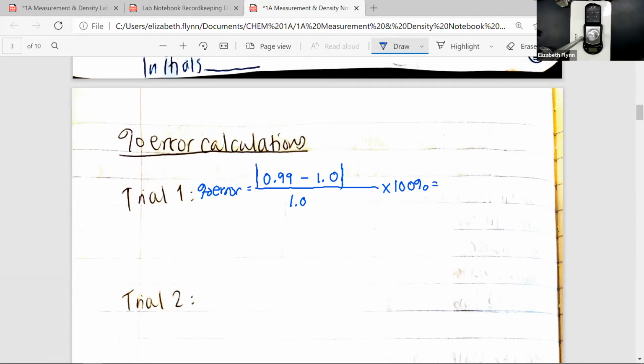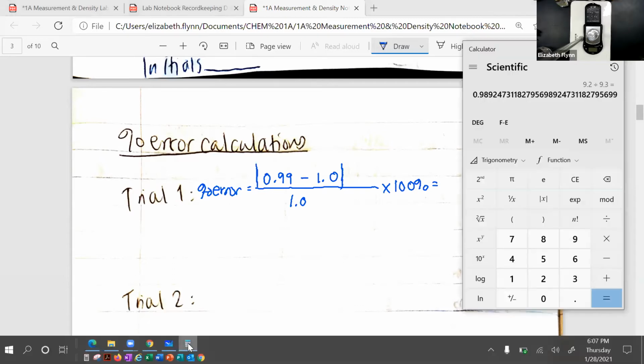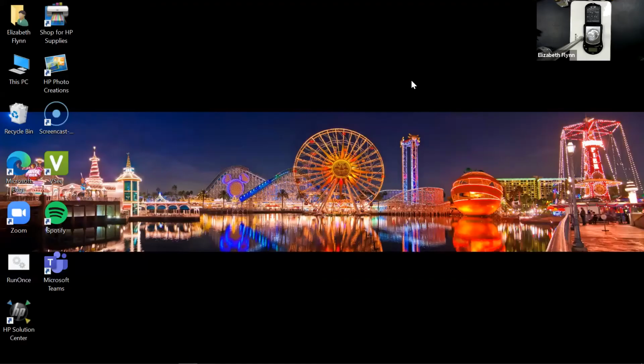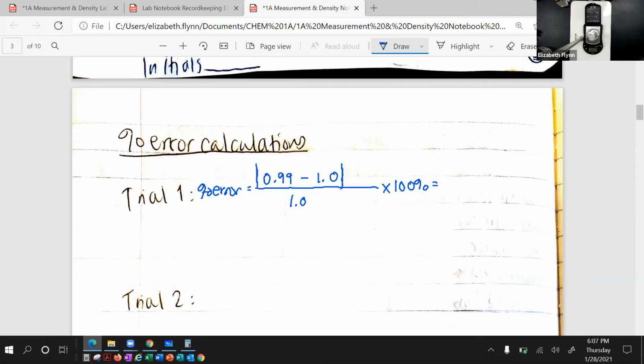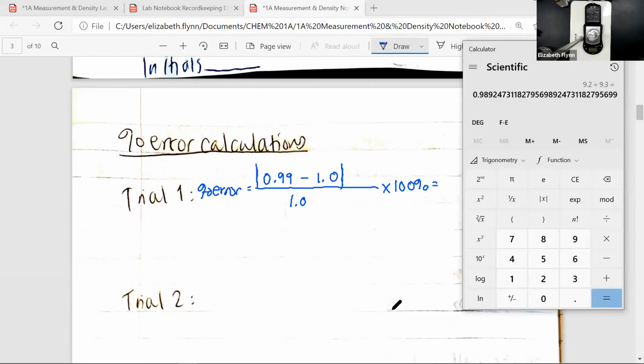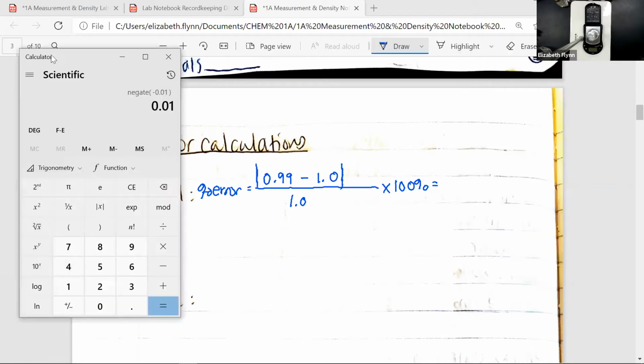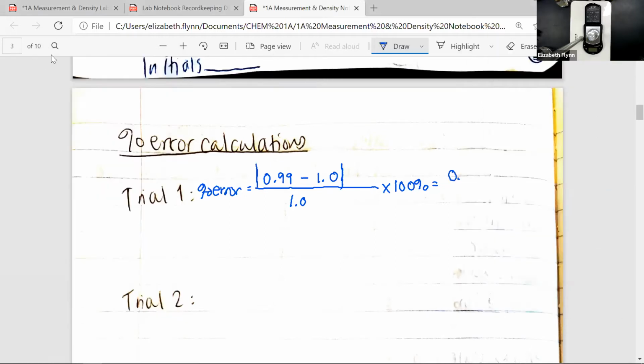All right, so get our calculator back up here. But here's the deal. This is a calculation that involves multiple steps. So 0.99 minus 1 gives us 0.01. We take the absolute value of that, right? And so we have to pause right here. So that gives us 0.01 divided by 1.0 times 100%, right?